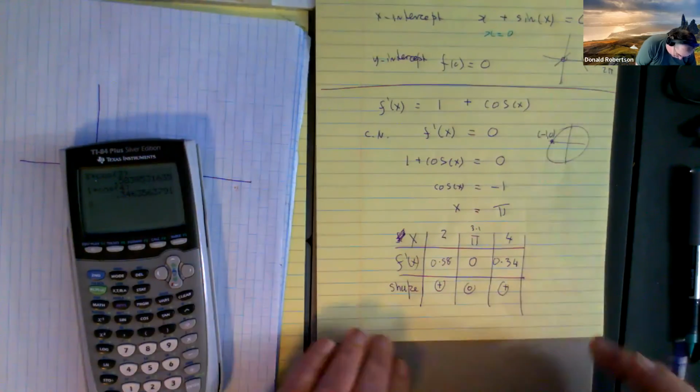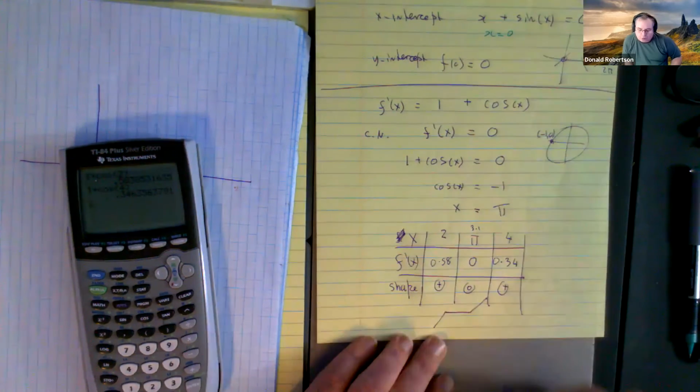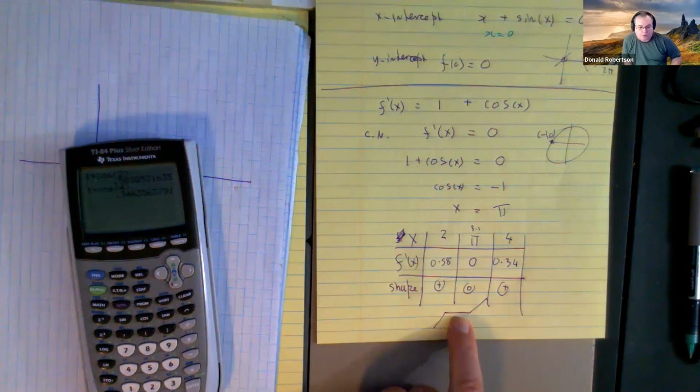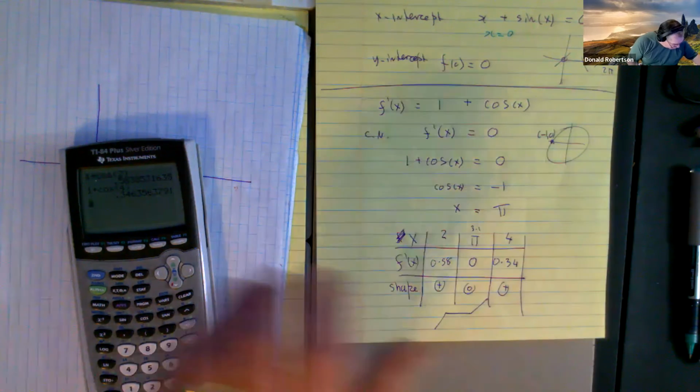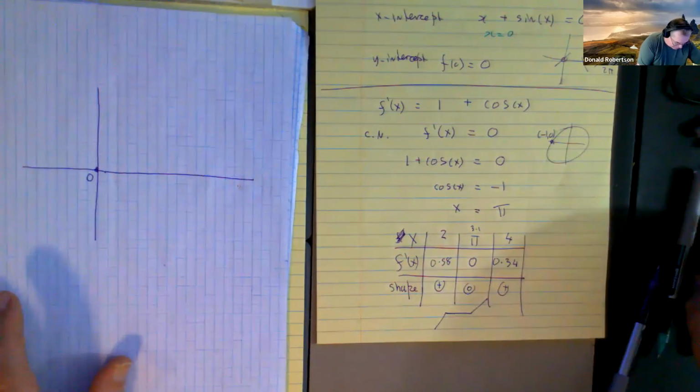So this shape goes that way. That shape is not a local max. That shape is not a local min. Isn't that a funny one? It's called a horizontal point of inflection, right? Well, here is my shape.